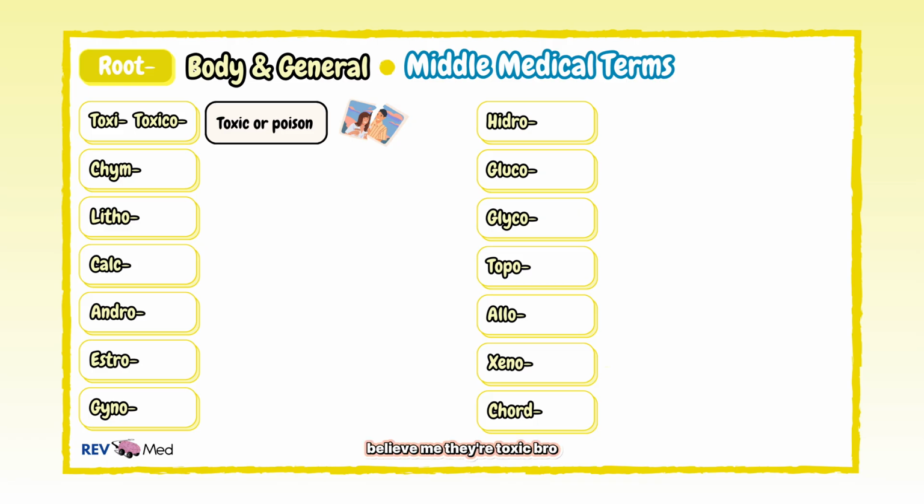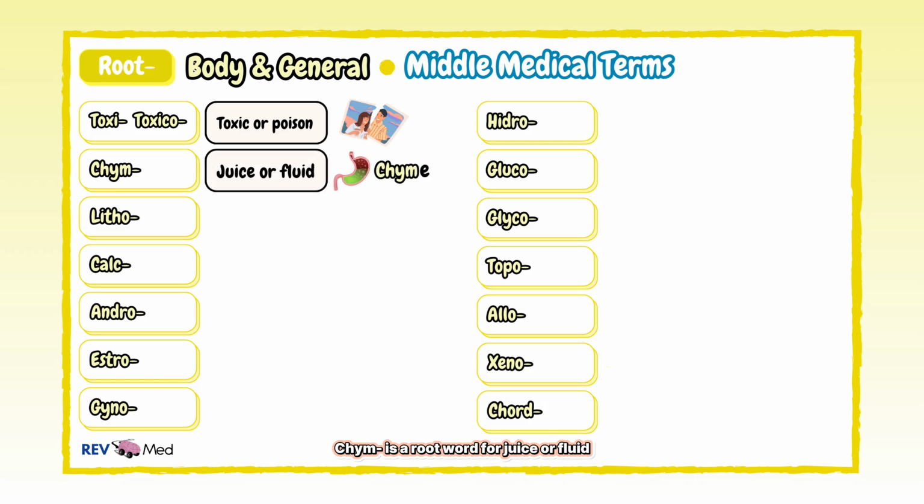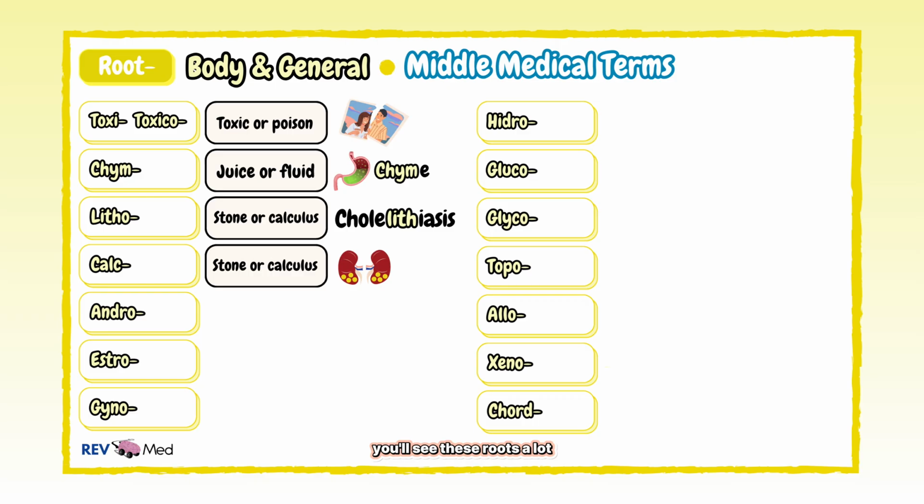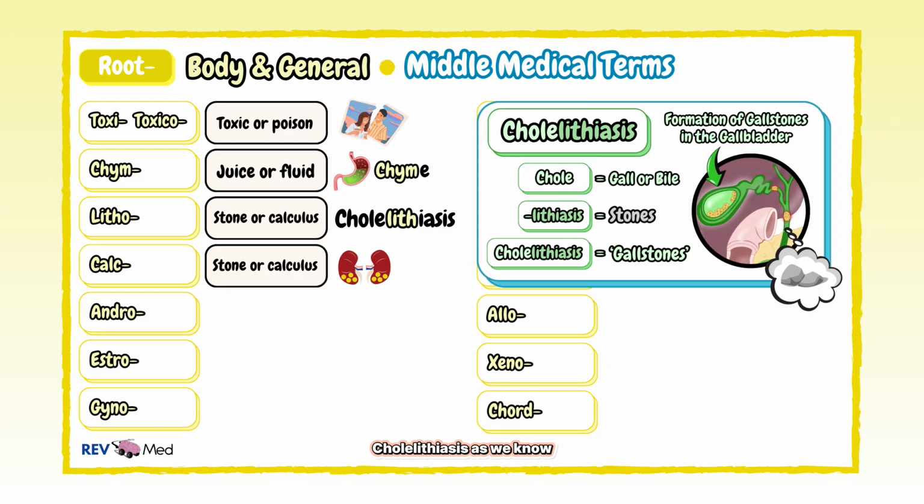Toxi or toxico means toxic or poison. Example is your ex. Believe me, they're toxic, bro. Completely poisonous if you ask me. Chyme is a root word for juice or fluid. Litho and calc refer to stone or calculus. You'll see these roots a lot, especially in the example cholelithiasis, as we know are gallstones.